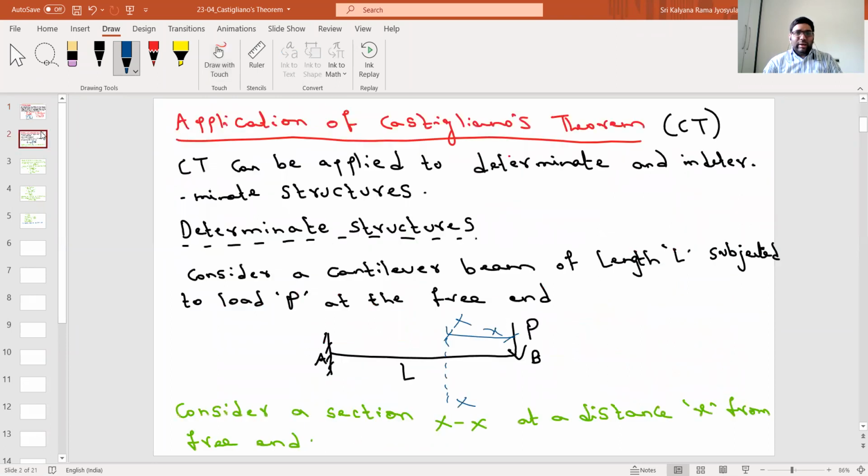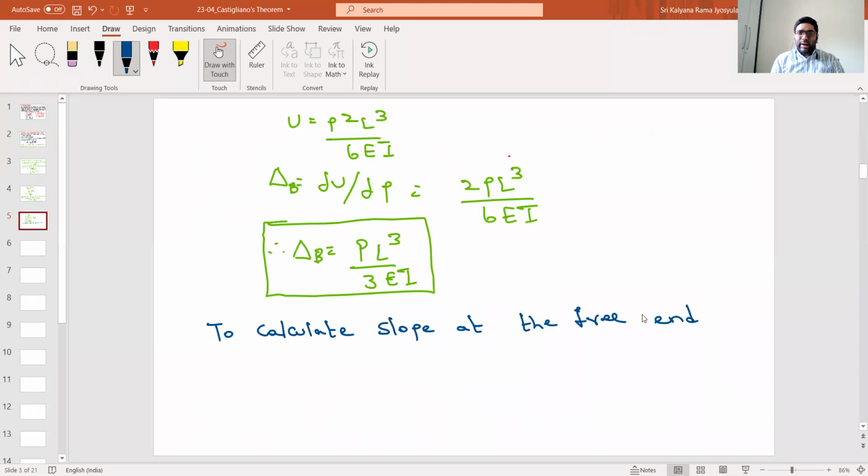But here, for this cantilever beam, you have a point load at free end. But do we have any moment? No, we don't have any moment. So because we don't have any moment in the cantilever beam, let us try to introduce a virtual moment. To calculate the slope at free end, using CT, that is Castigliano's theorem, theta is equal to partial U by partial M.